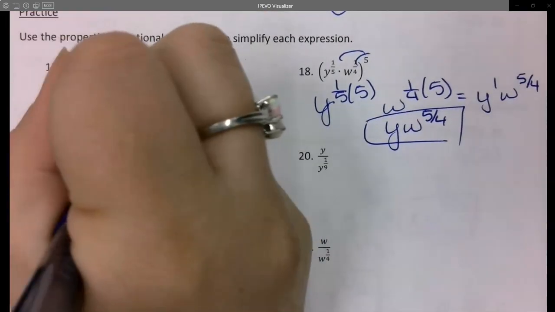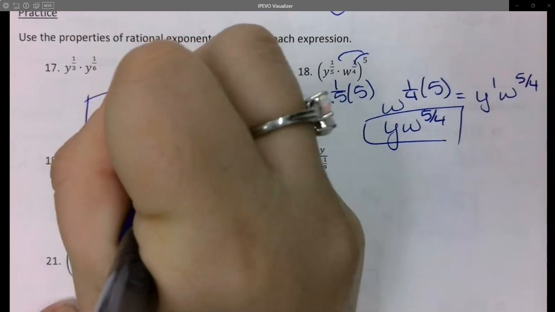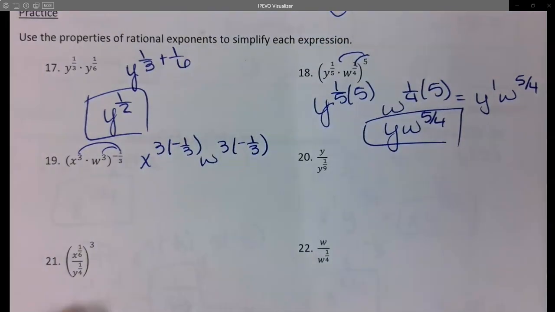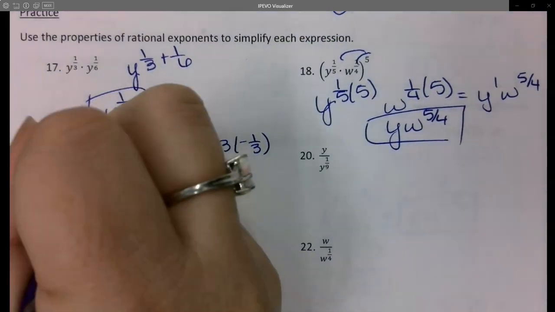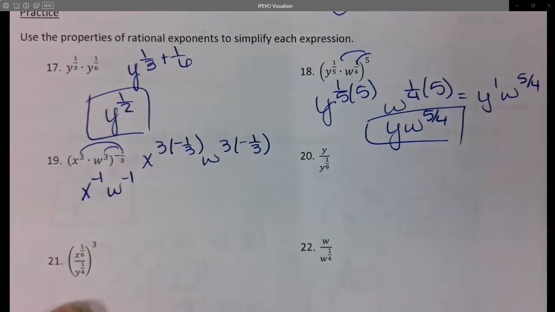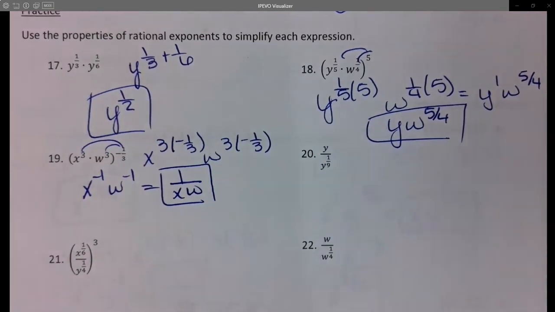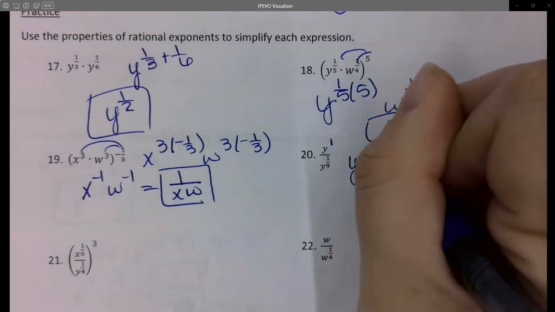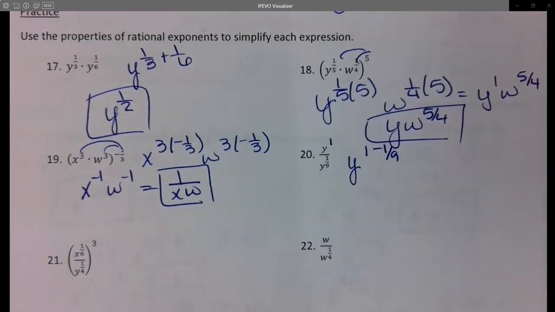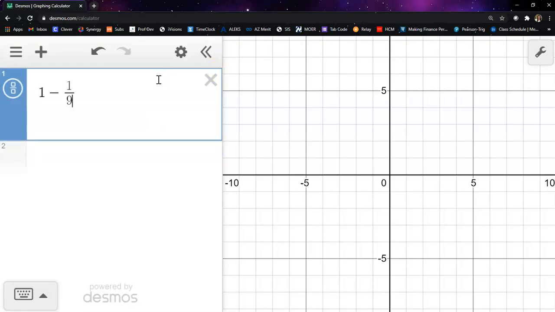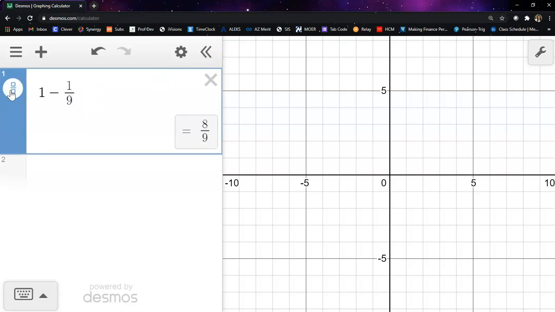Number 19, I distribute again. So I'm going to have x cubed times negative 1/3, w cubed times negative 1/3. 3 times negative 1/3 is negative 1. So this is going to give me 1 over x times w. On number 20, I have a secret exponent of 1. I want to go ahead and subtract my exponents. So I have 1 minus 1/9. Which, as a fraction, is 8/9.